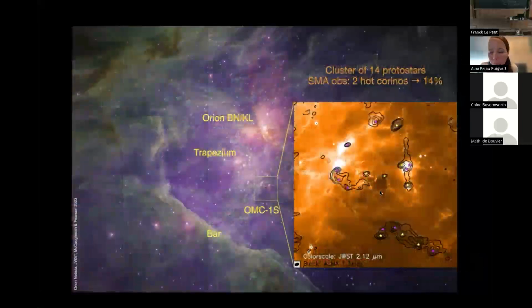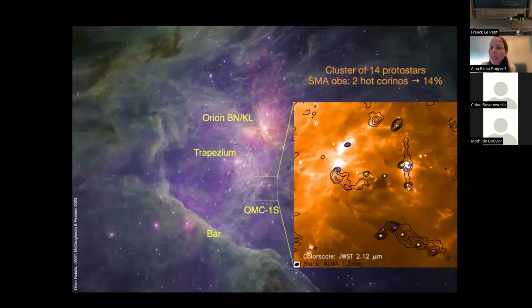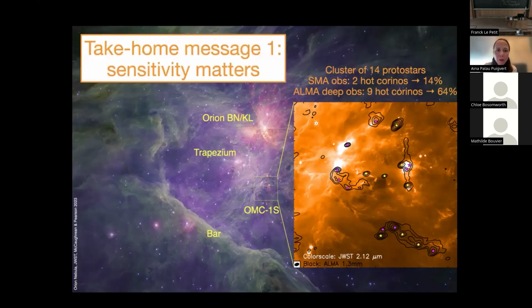So as a summary of this first part, with the previous interferometers, we had 2 hot corinos among 14 protostars, which makes a detection rate of 14%. And with our ALMA deep observations, we have 9 hot corinos, which make 64% of detection rate. So the first take-home message is, if we really want to study the chemical content of a region, we really need to go very deep.